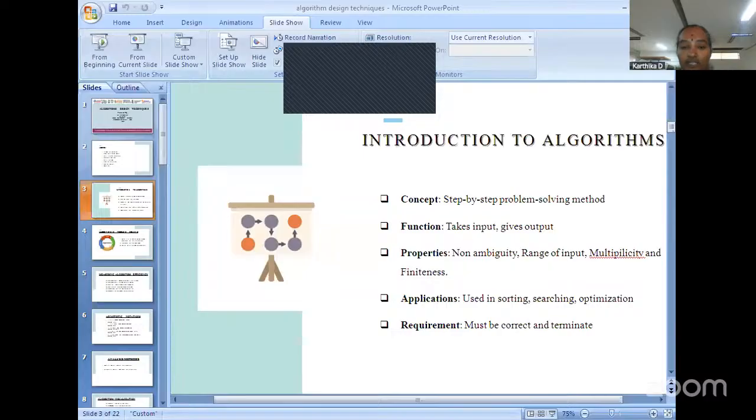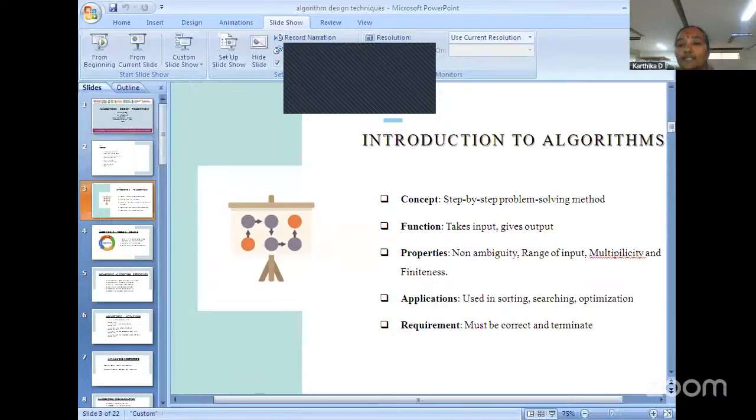So what is an algorithm? How can problems be solved using algorithmic instructions, and how can we measure the efficiency of an algorithm? What is asymptotic notation, and what analysis methods are available to solve a particular problem? What is algorithm visualization, and what types of problems can be solved using algorithms? Finally, we will conclude.